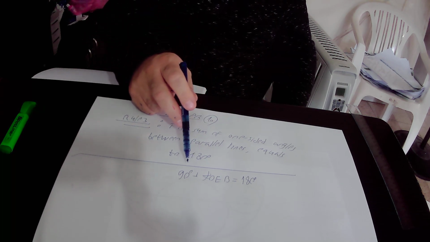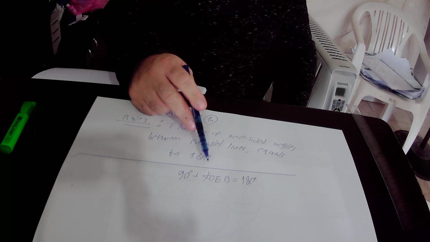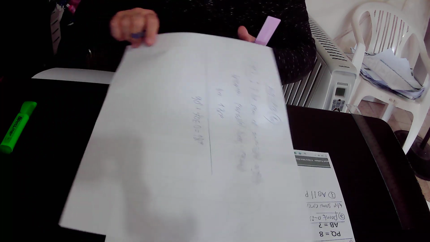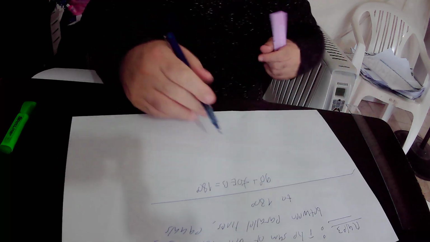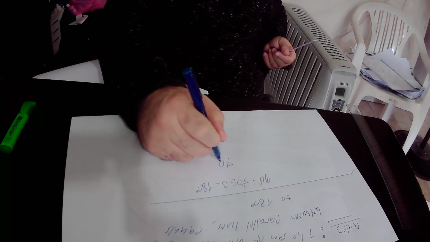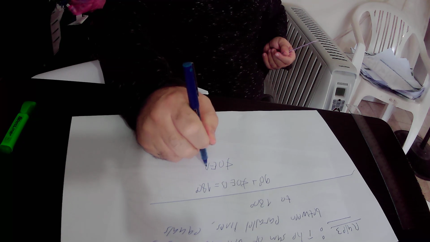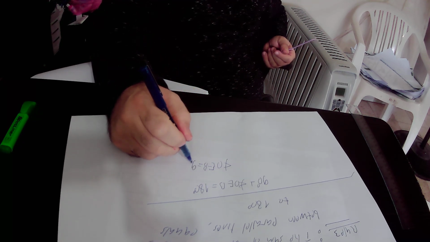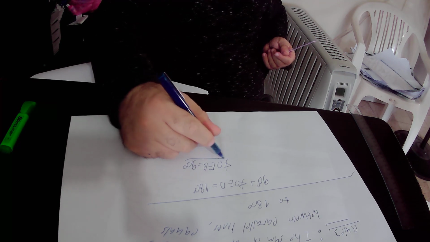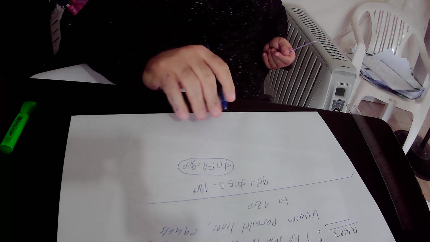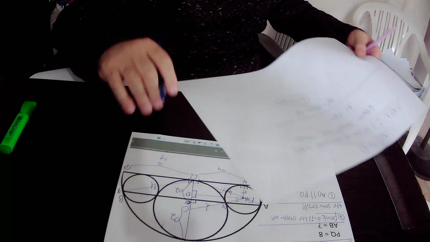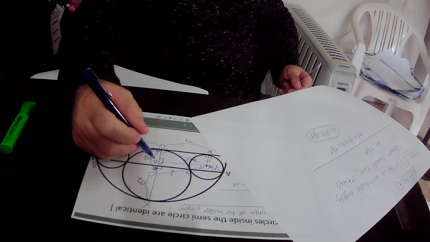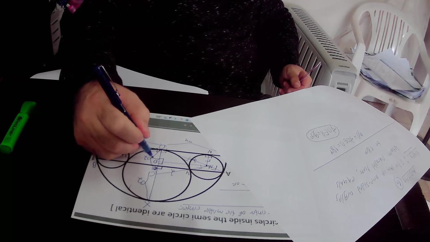Here we will subtract 90 degrees from this equality, and we will get that the size of angle OEB equals 180 degrees minus 90 degrees, which is 90 degrees. We found out that angle OEB equals 90 degrees. So this angle is a right angle.